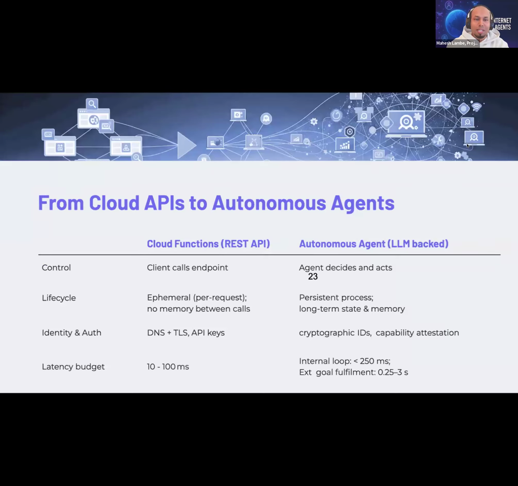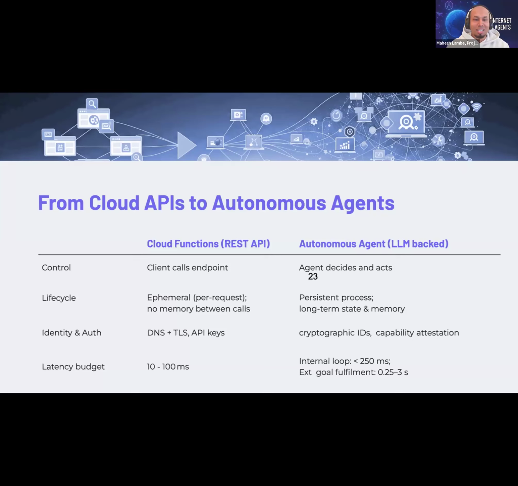So let's break down how this shift actually unfolds at the execution layer. First, it's control. In the legacy web, control starts with the user: click to fetch. With AI agents, control starts inside the agent. It decides when to act, what to delegate, and even when to pause.